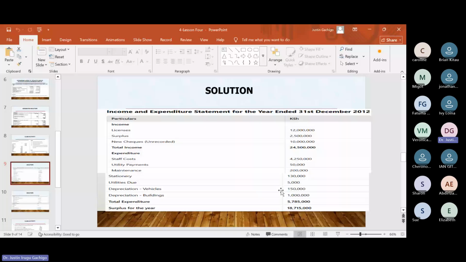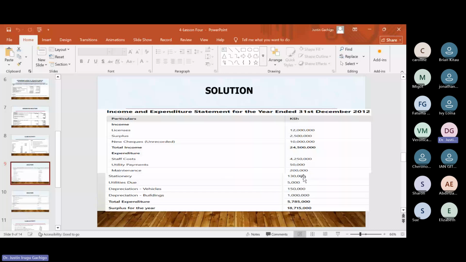So this is what I was saying. This utility due, you should have added this one to become 55. Because we normally say that if something is due, you need to accrue. So ideally, what should have happened is that we should have added directly 50,000 plus 5,000 to give 55. The way we have done for stationery, we have just deducted direct.